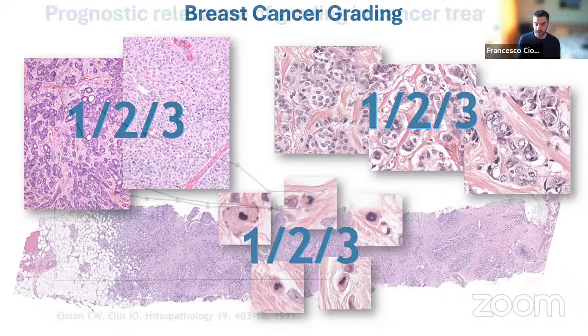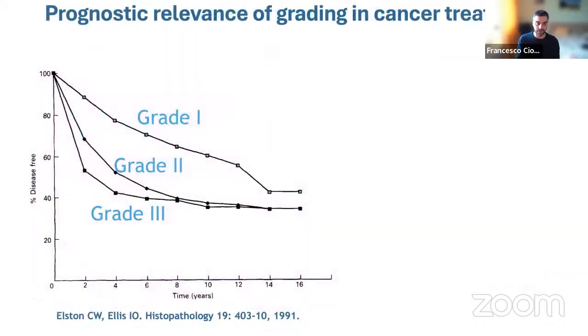So all these three things together form the grading of breast cancer as more or less aggressive. And you can imagine that this is important because these are survival curves of breast cancer patients with different grade.